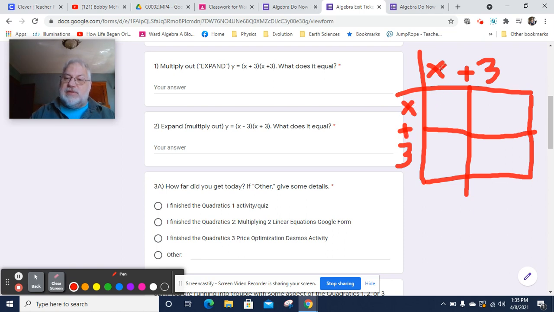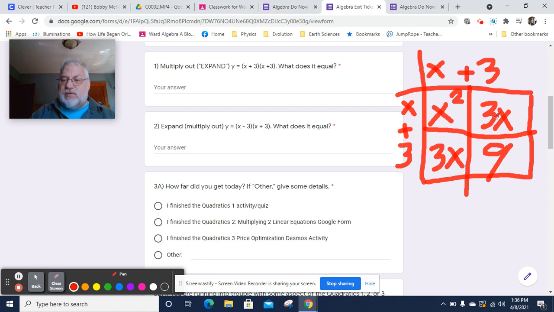So x times x goes here. So x times x is x squared, because when you multiply something times itself, it is just squared. And then here is going to be 3 times x, so that's just 3x. Up here is going to be 3 times x as well, which is going to be interesting for our results. And then 3 times 3 here, which is going to be 9. And so now I have all my parts.